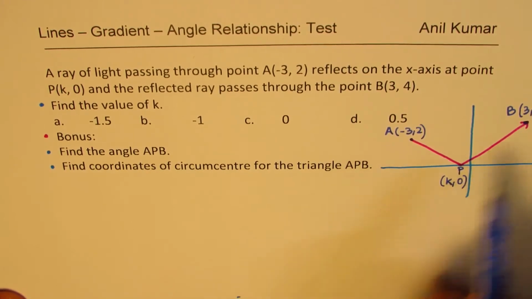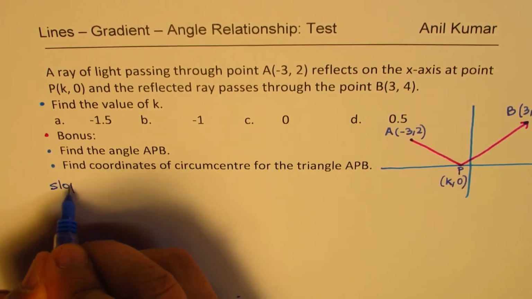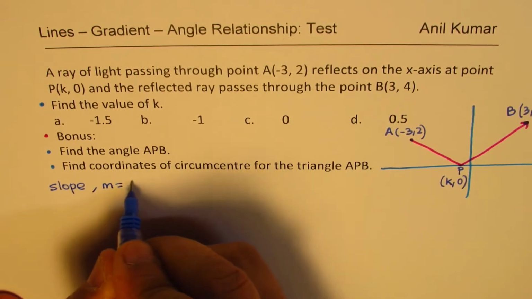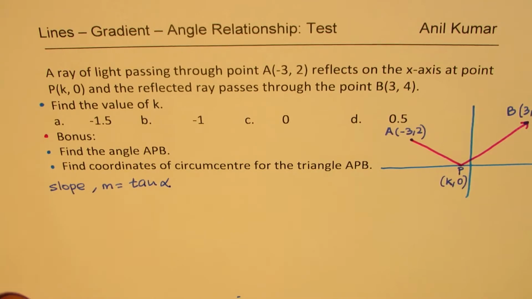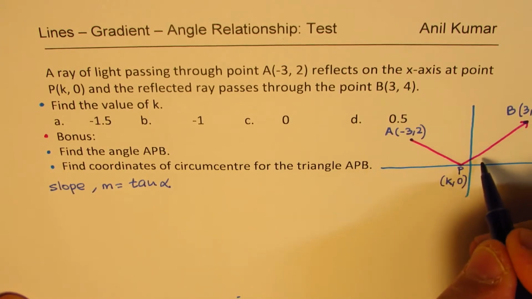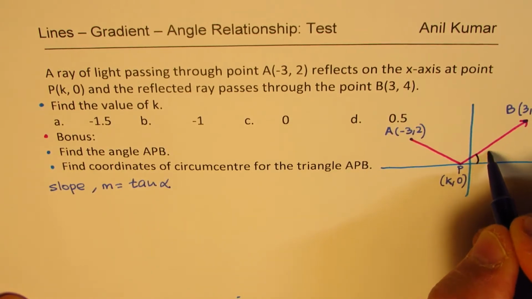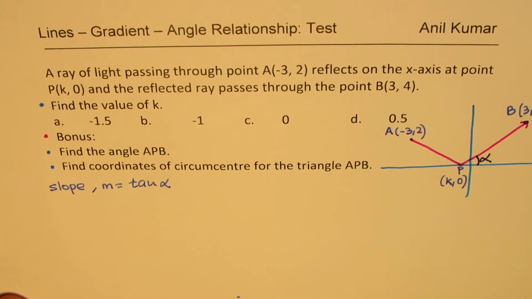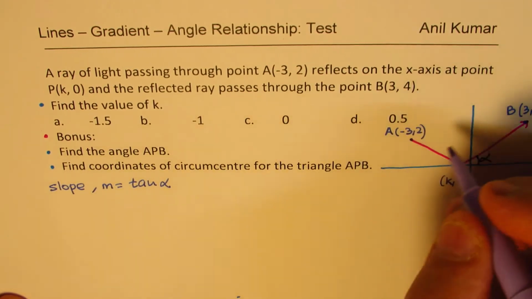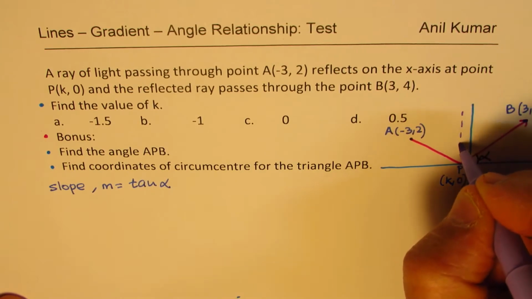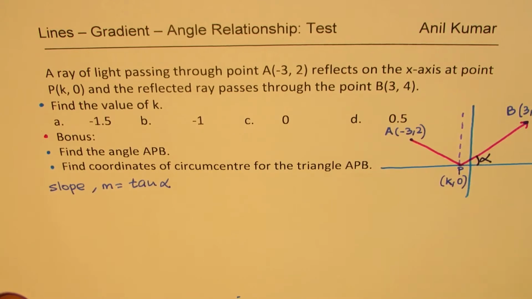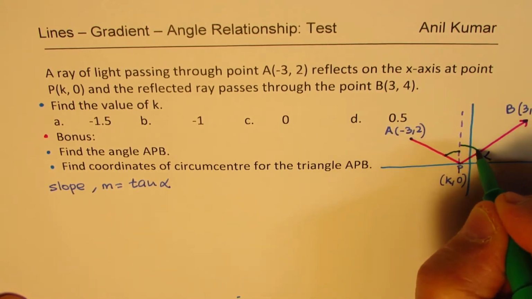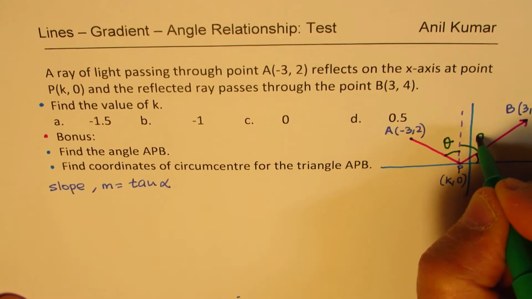Now, we can always say that the slope m is equal to tan of angle, right? So let's call that angle alpha. Let this be angle alpha. Now we also know one thing, that any line which is reflected has a unique property that the angle of incidence is equal to the angle of reflection. So these two angles are equal, right? So if this is theta, that is also theta, correct?